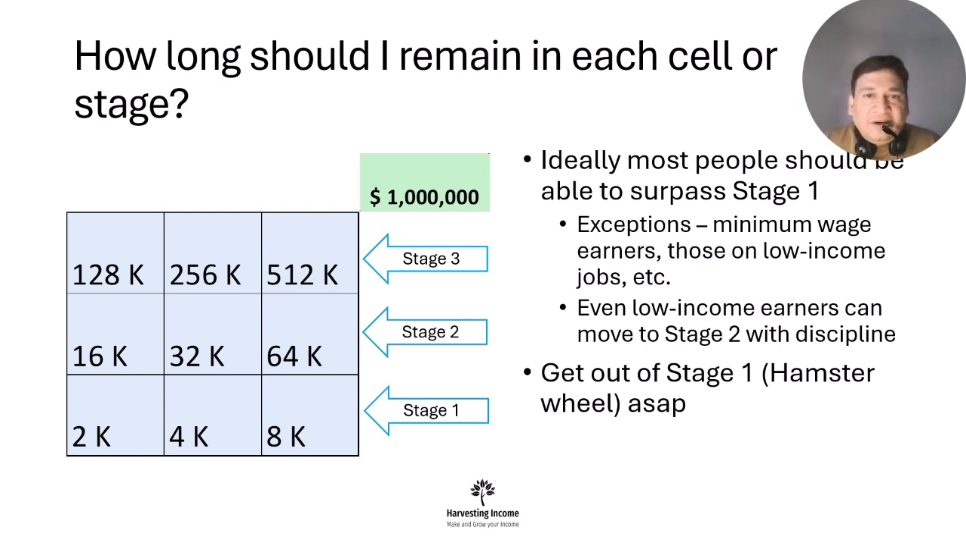Like I said in the earlier stage, ideally most people should be able to surpass stage one. Like I said, if you even save $200 per week, you can easily surpass stage one. Of course, there are some exceptions, like people earning minimum wages or people on low income jobs or seasonal jobs with a low income. It's a situation. But even in that case, I have given you some idea, like $100 a week, do something so that you can move forward.